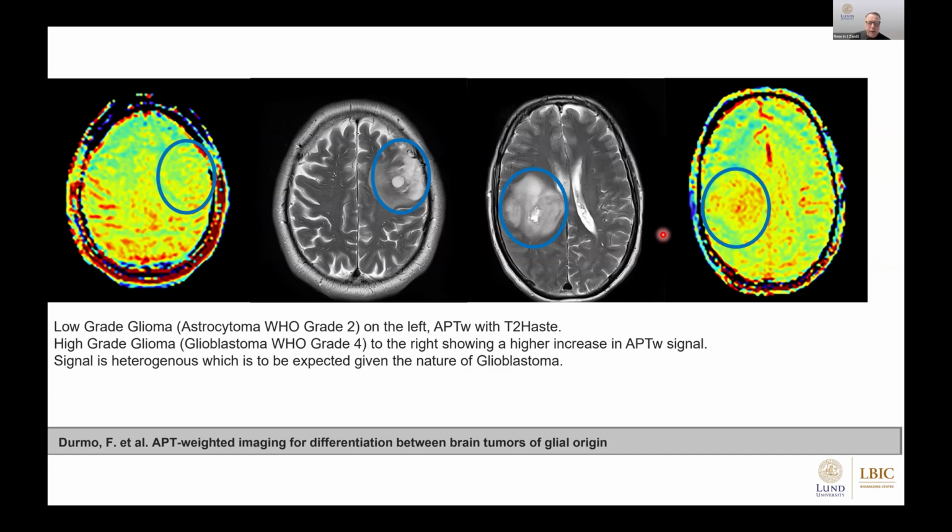This is an early public work, but today for Philips at 3 Tesla, it's a standard product. So it's harmonized, it's standardized, color tables are the same, and it works really well.